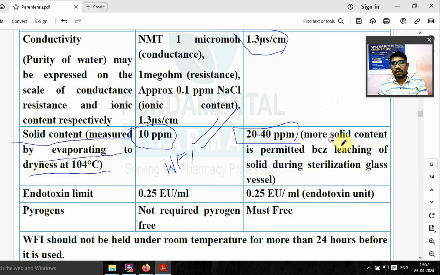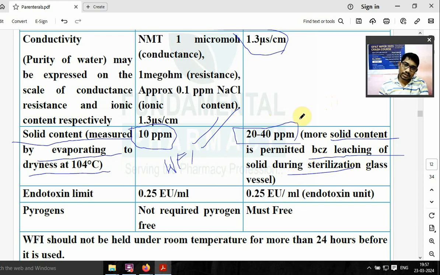More solid content is permitted in case of sterile water for injection because of the sterilization of water. It is sterilized in vessels, particularly glass vessels, right? So that's why there is leaching of solids during sterilization in the glass vessel.